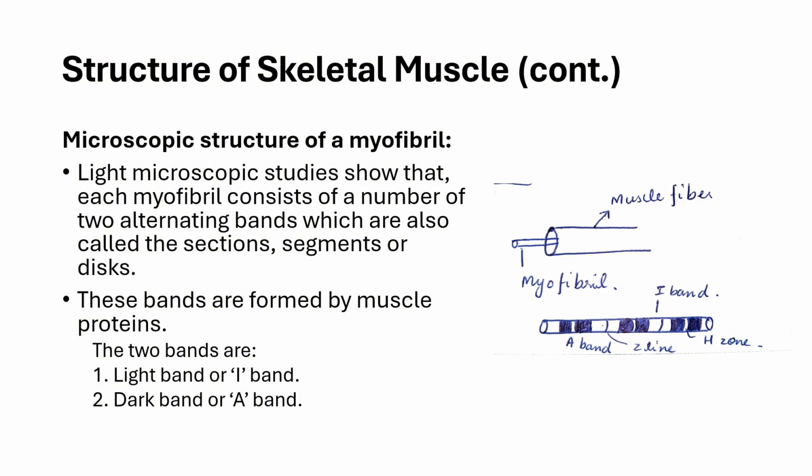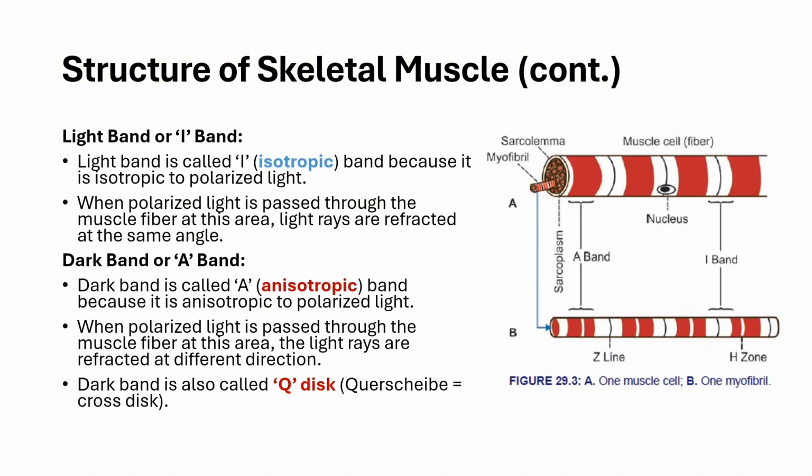Under a light microscope, each myofibril shows a pattern of alternating bands. These are also known as sections, segments, or discs, and are formed by muscle proteins. So there are two types of bands. Number 1, light band or I band. Number 2, dark band or A band. Now let's break down the light and dark bands in skeletal muscles, which give them a striated appearance.